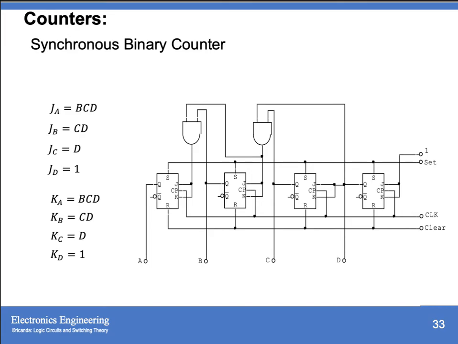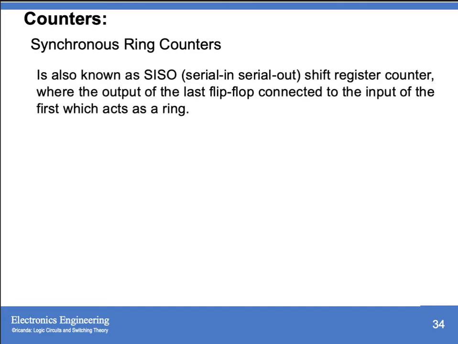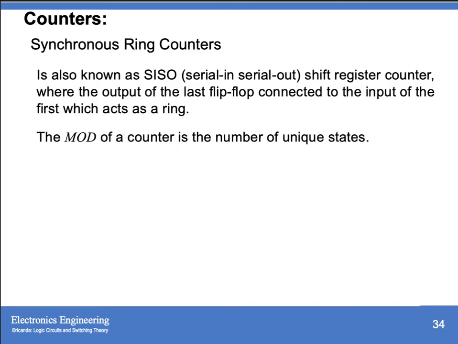Then we have also synchronous ring counters. It is also known as a serial in, serial out shift register counter, where the output of your last flip-flop is connected to the input of the first, which acts as a ring. So the mode of the counter is the number of unique states. So the mode of an n flip-flop ring counter is n. It can be implemented using D latches or JK flip-flops.